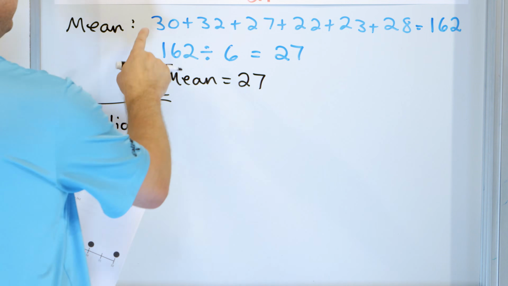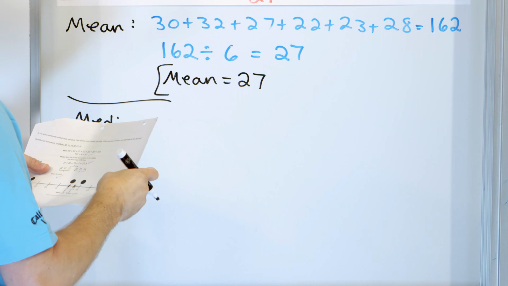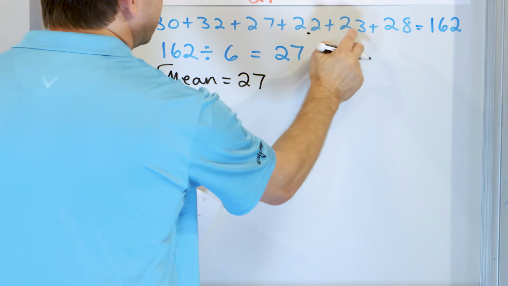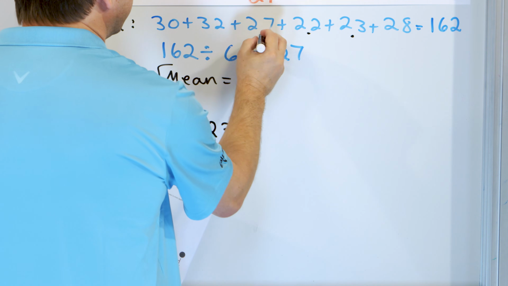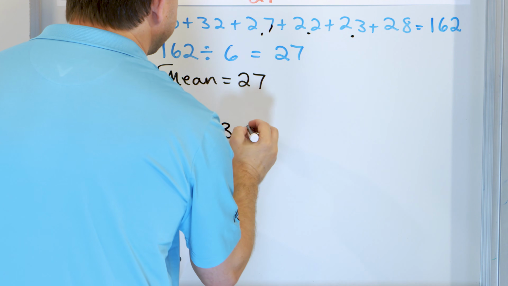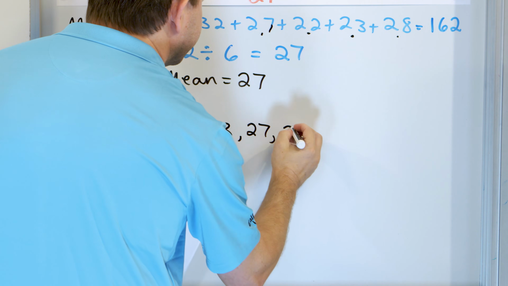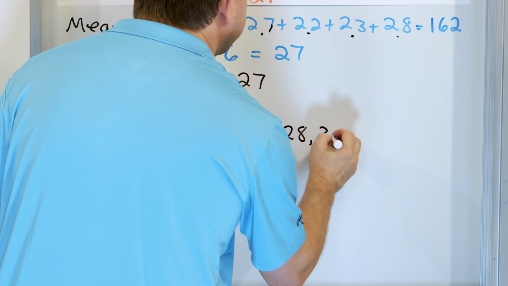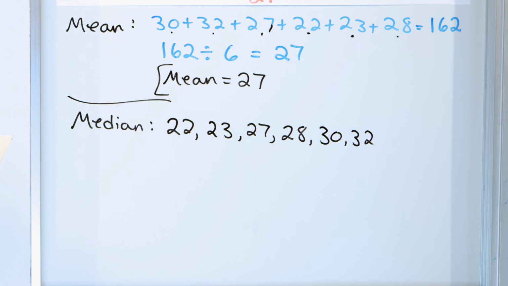For the median, we need to take these numbers and arrange them from least to greatest. All right, the median, let's go and arrange our numbers from least to greatest. The smallest number that we have in our list here is 22. The next number we have in our list is 23. I'm putting a dot under these numbers to make sure that I copy them all. Next, the largest number is 27, followed by 28 right here, followed by 30 and then 32. Let me just double check. 22, 23, 27, 28, 30, and 32.